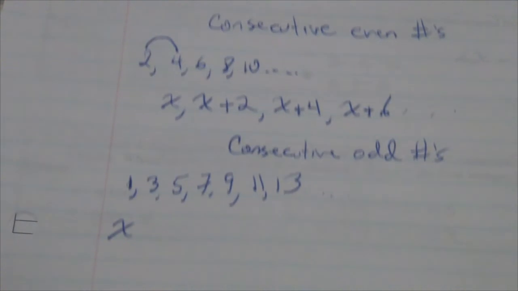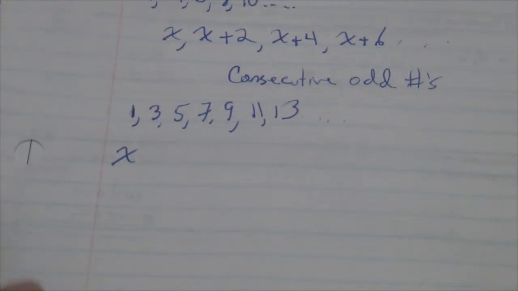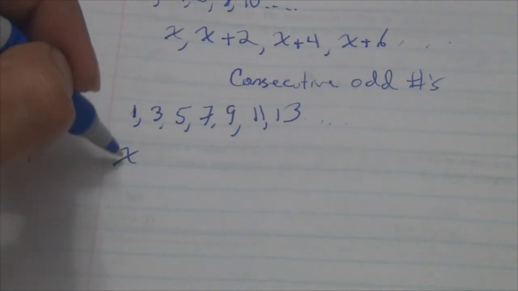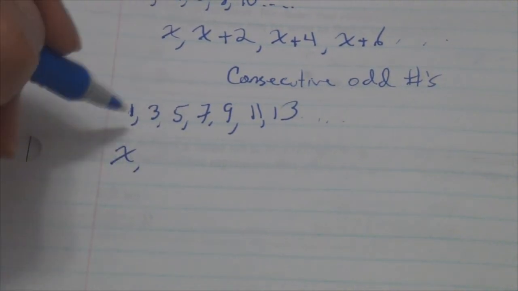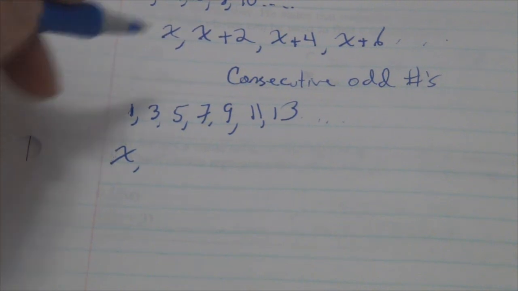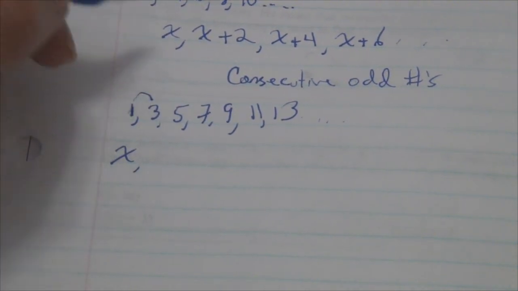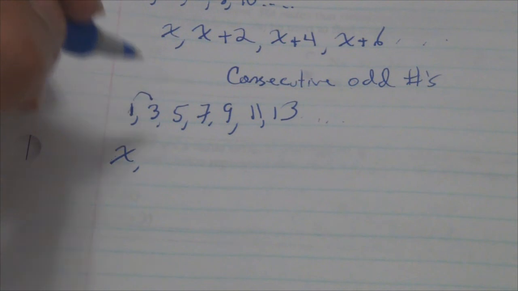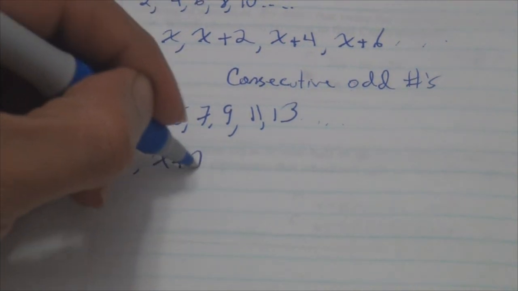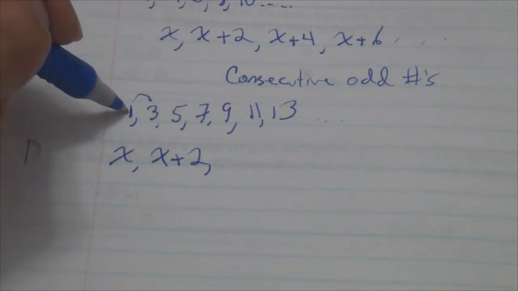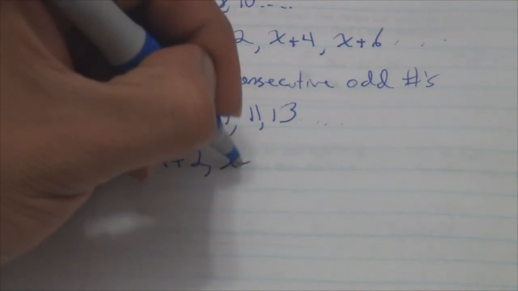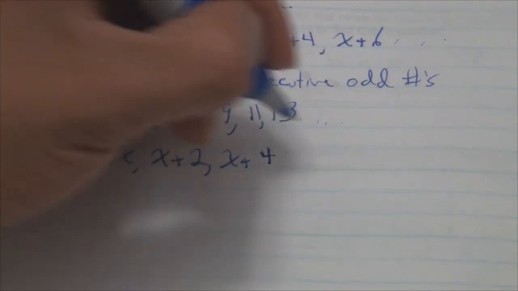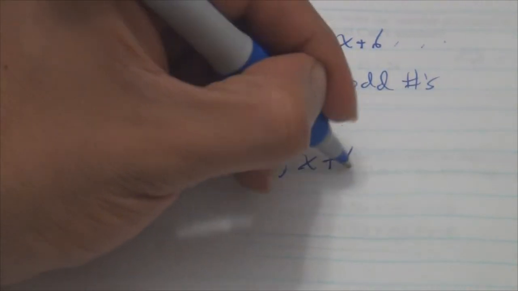So something funny is going to happen right now. Let's go with the consecutive odd. The first consecutive odd number is going to be x or n or whatever. If x is 1, then how do you go from 1 to 3? How many numbers do you have to skip? 1 to 3, that'll be 2. Because they go by 2, it's going to be x plus 2, x plus 4, x plus 6.